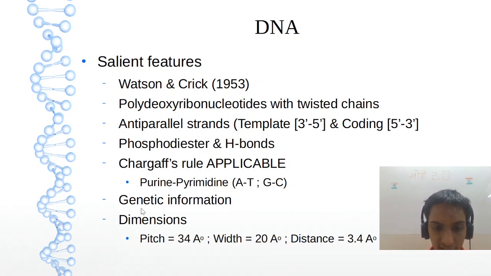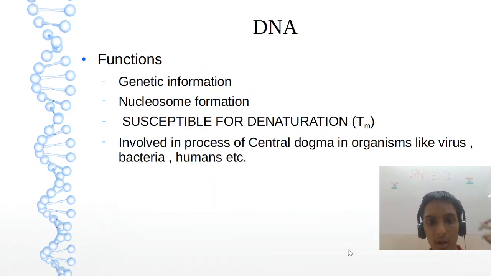What are the dimensions we will see? Pitch will be 34 angstrom all with respect to helix. Width is 20 angstrom. Spacing is 3.4 angstrom. Okay. It's very easy, pitch and distance. Just remember pitch 34. Put a decimal, it will become the distance. That's all. What are the functions? Genetic information I told already.